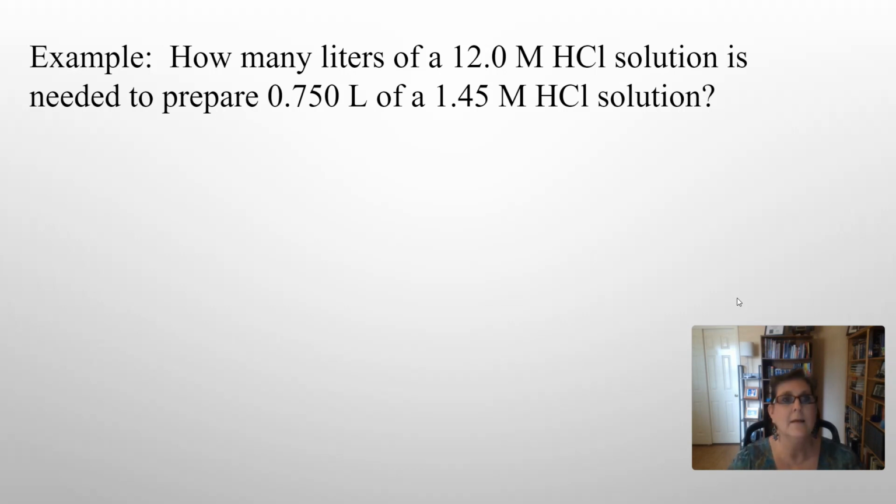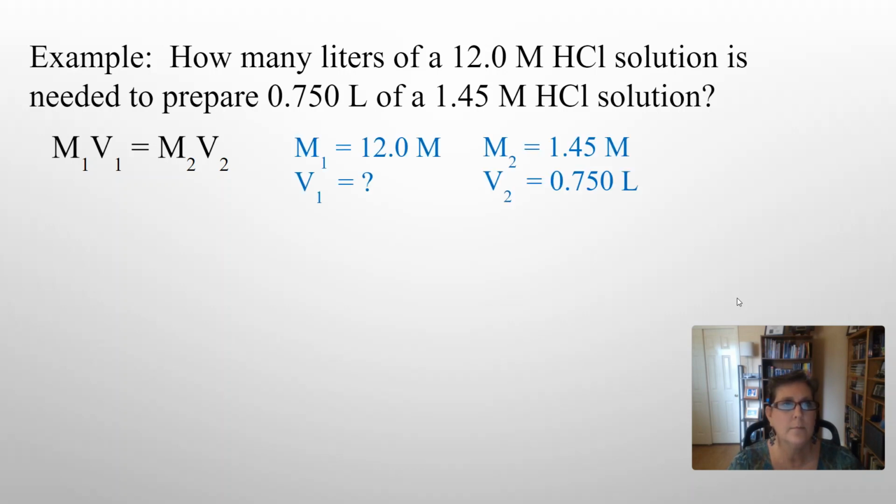Okay, we're back. This time it's the liters we don't know. How many liters of a 12 molar HCl solution? That's really concentrated. So we're going to use M1V1 equals M2V2. M1 is 12 molar. V1 is unknown. M2 is 1.45 molar. V2 is 0.750 liters. So we're solving for V1.